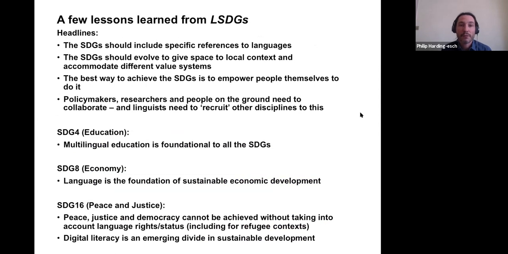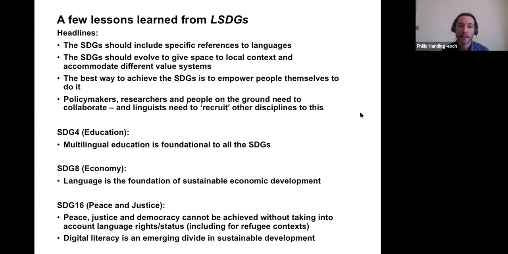So looking at a few of the lessons learned emerging from the book overall, the obvious headlines are, given the invisibility of languages in the SDGs, that the SDGs should include specific references to language in the targets and indicators, and furthermore should evolve to give more space to local contexts and also accommodate different value systems. There's certainly an emerging thing about the predominance of the so-called Northern Agenda.